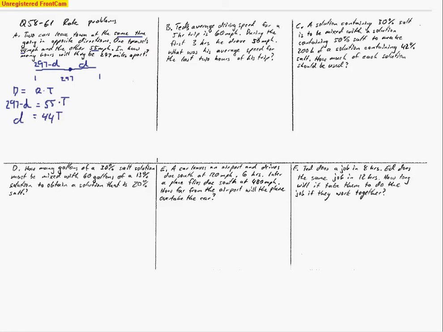And so what you're going to end up doing here is substituting. Take this 44t right here and substitute it in for that D. So rewrite the equation: 297 minus 44t equals 55t. All we have to do is add, the opposite operation, 44t to both sides, and that gives us 297 equals 99t. From this point, just divide by 99. Well, it just so happens to go in there evenly, so 99 goes into 297 3 times.